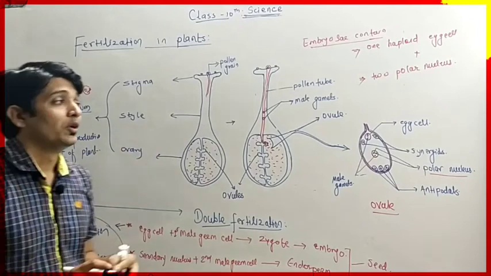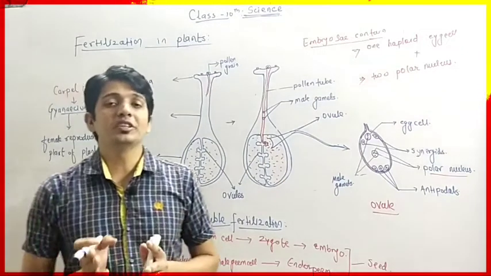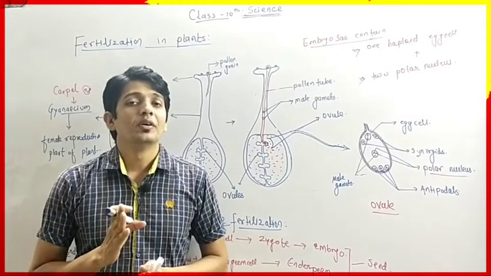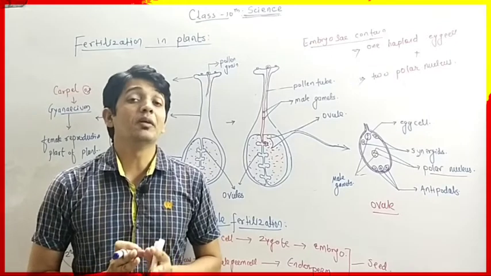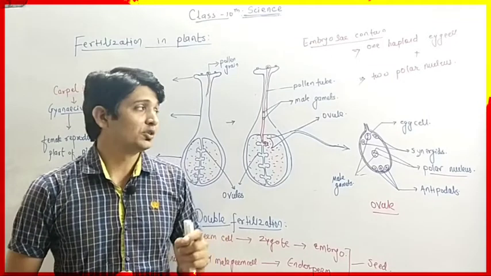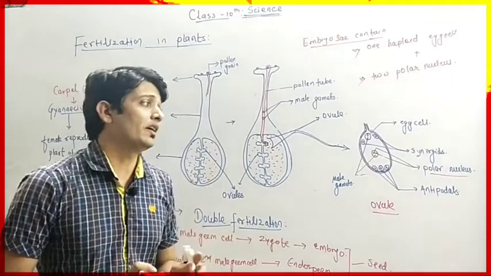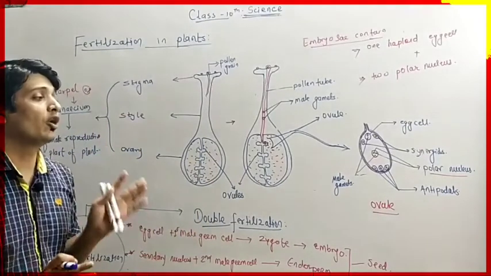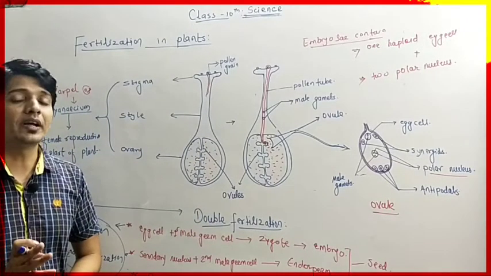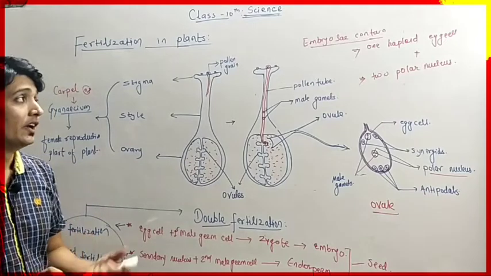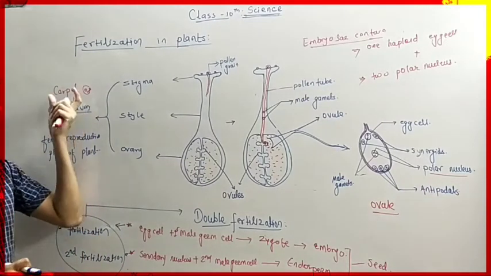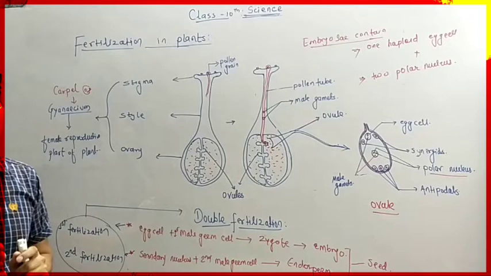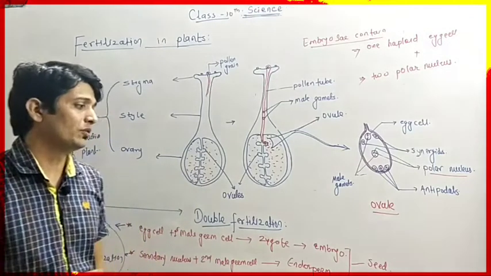There are many times the question is asked in your exam: what is double fertilization? So student, this is a very important part that you have to draw along with a well-labeled and neat diagram. So this is the way how fertilization takes place in plants. Okay, so write down now.